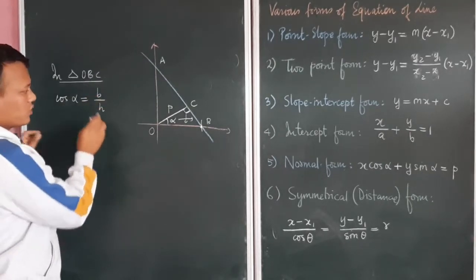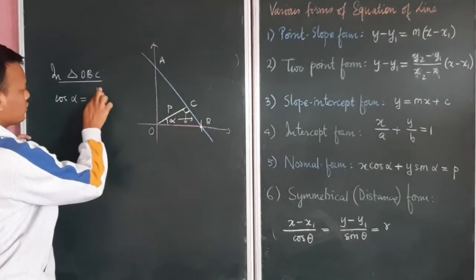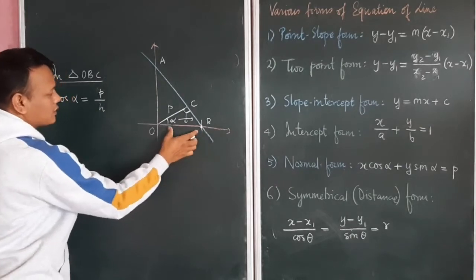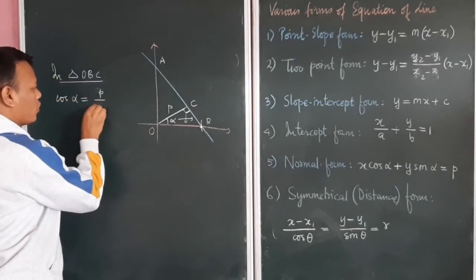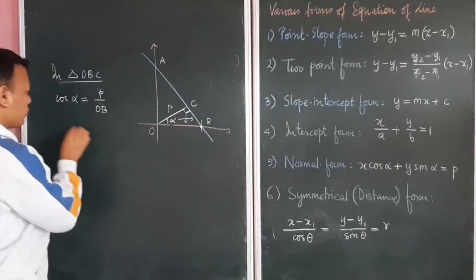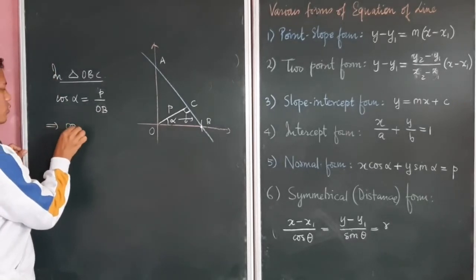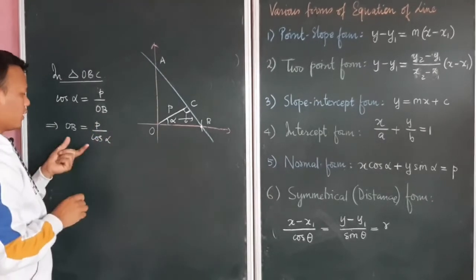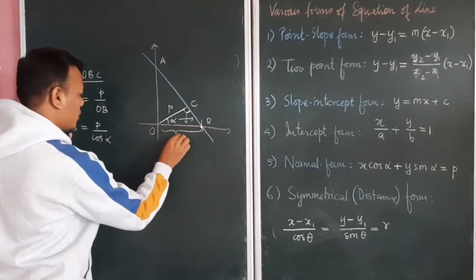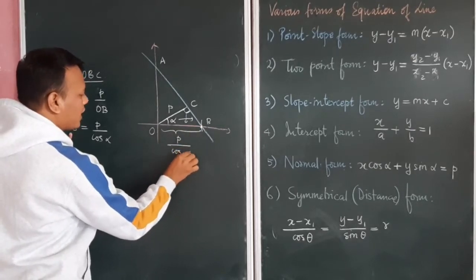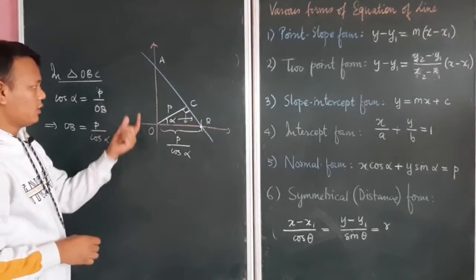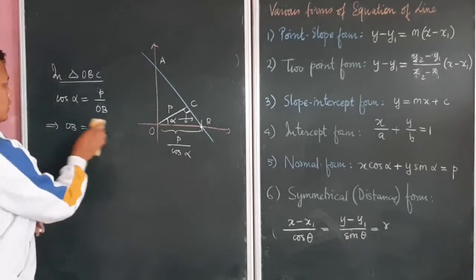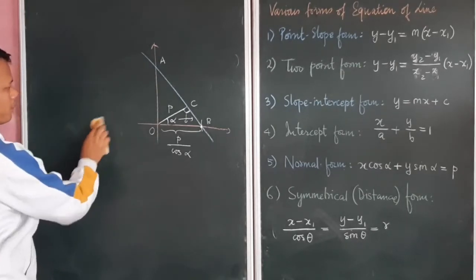And what is base for me? Base is P, isn't it? So instead of this I am writing P. And what is hypotenuse? Hypotenuse is this distance, that is OB. So from here, OB turns out to be P by cos alpha. So this distance is P by cos alpha. Similarly, let's find this. So we can find this, isn't it? So let's see how to find this.